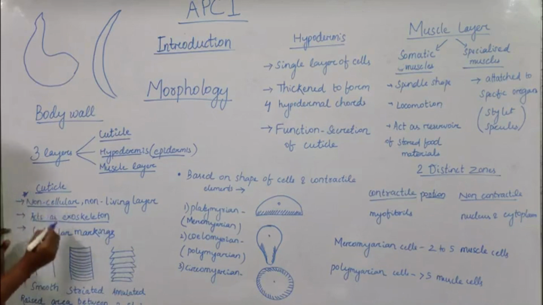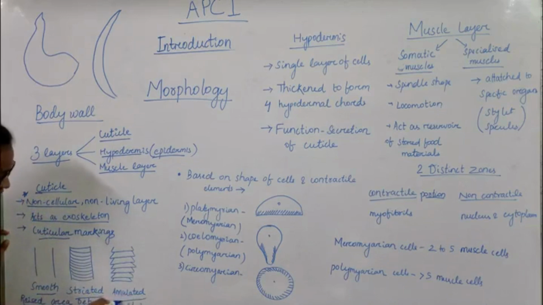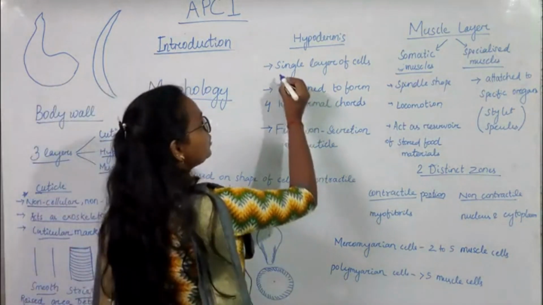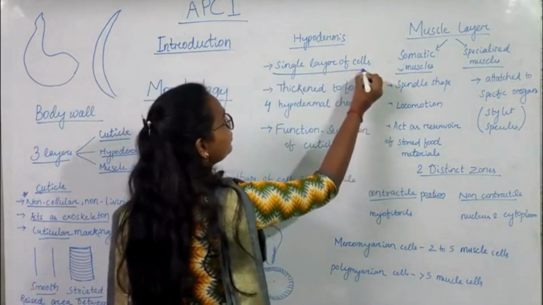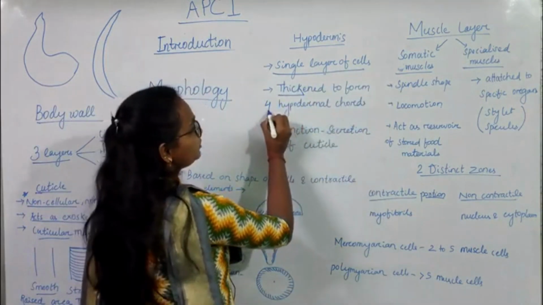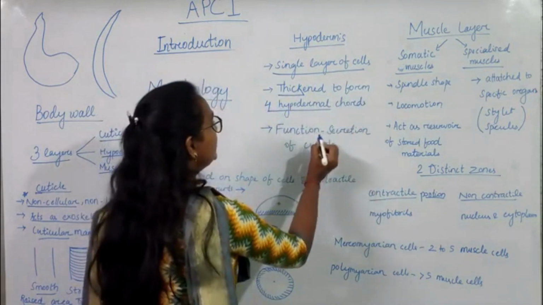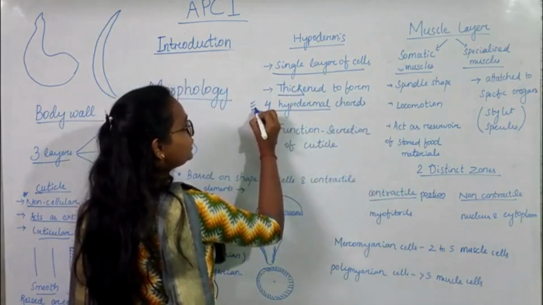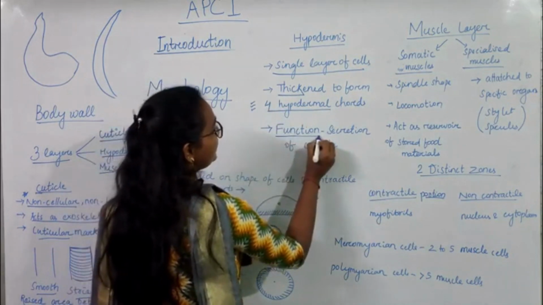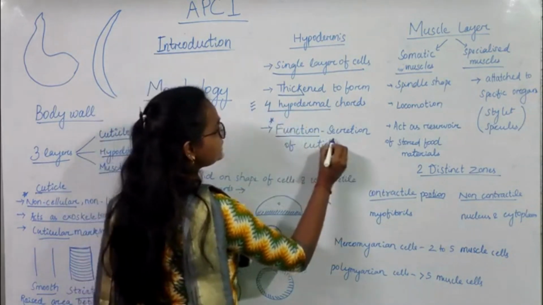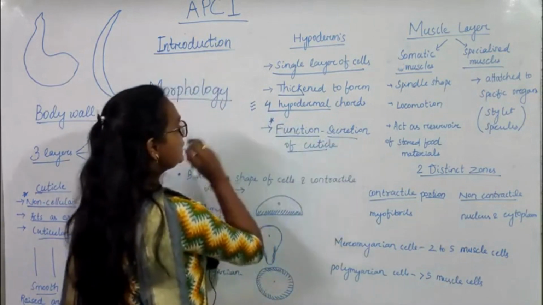The cuticle has some cuticular markings. Here you can see some are smooth, some are striated, and some are annulated. These are the smooth striations, and this raised area between two striae is called the interstrial region. Next comes the hypodermis, which is composed of a single layer of cells, and the hypodermis is thickened to form 4 hypodermal cords, which I already mentioned earlier, on the dorsal, ventral and lateral sides. The main function of this hypodermis is that it secretes the cuticle layer, which is the first layer.